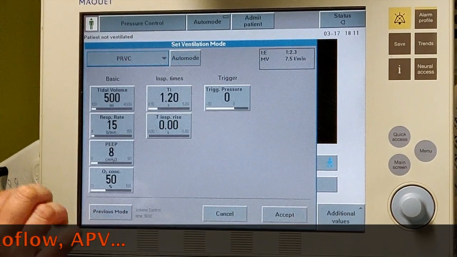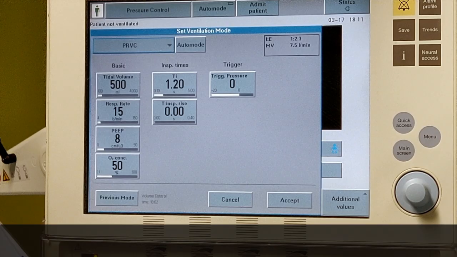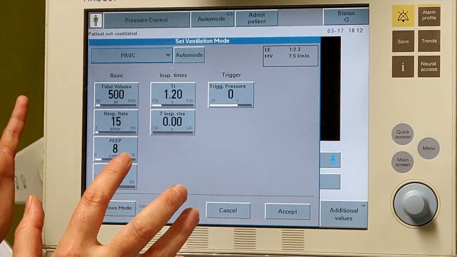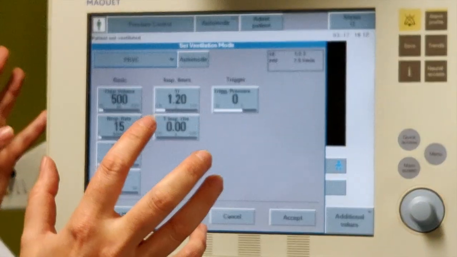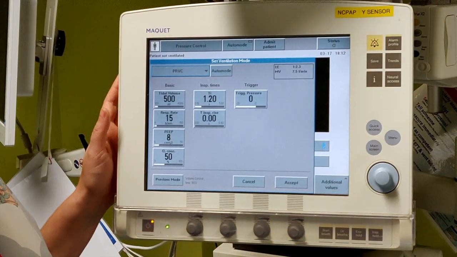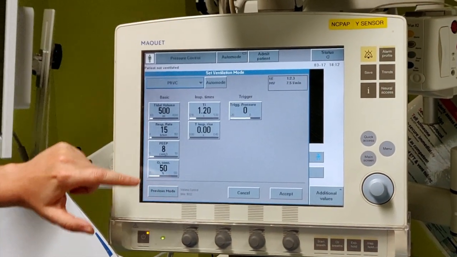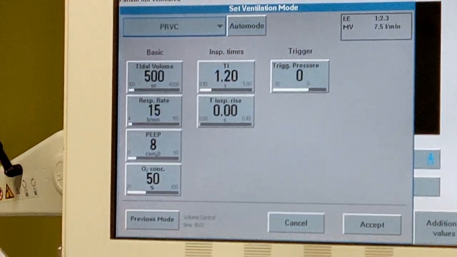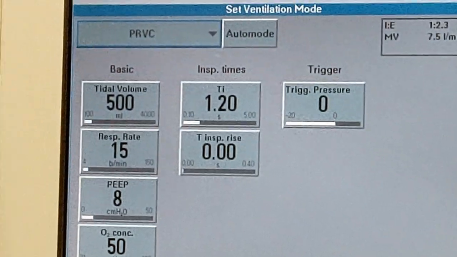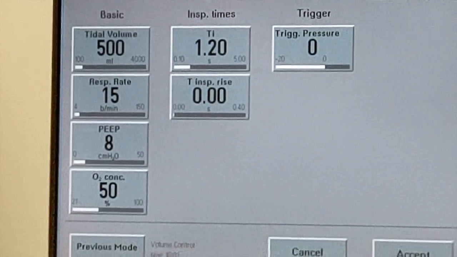Let's see how we can recognize, if we don't know the ventilator very much, that this is a pressure control modality with a targeted tidal volume. In the settings we're going to see a tidal volume, but when we look for the pulse time, it's not going to be there. That's telling you you're in pressure. Okay, so tidal volume, same thing.